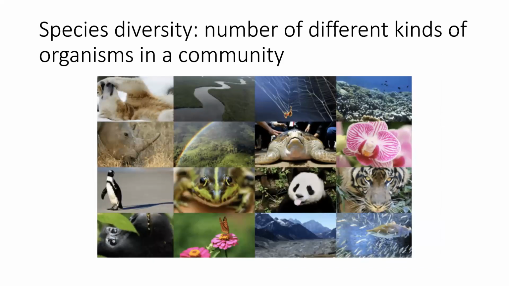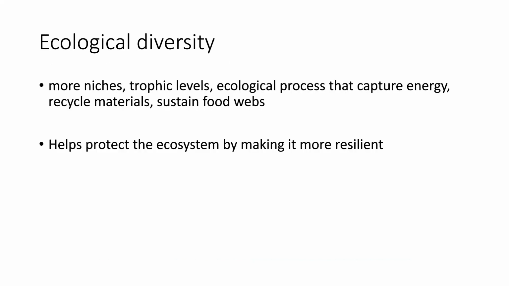And then species diversity, now we're looking at the community as a whole. How many different types of organisms do we have there? And that's going to be related to the final one, ecological diversity, because the more species diversity, the more ecological diversity we have, the more resilient these ecosystems are going to be, the better able they're going to be to handle different stresses.